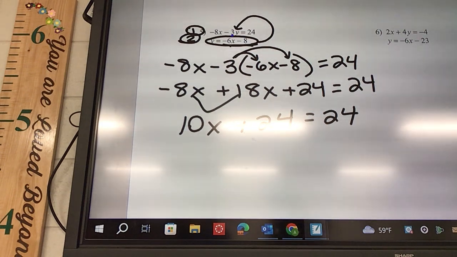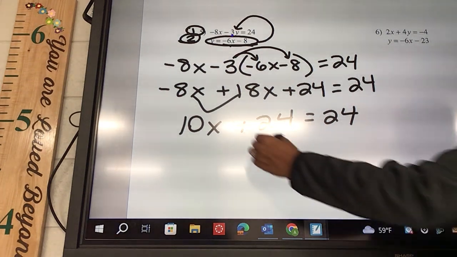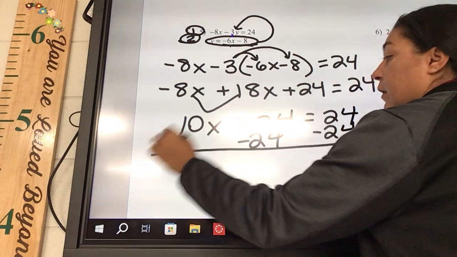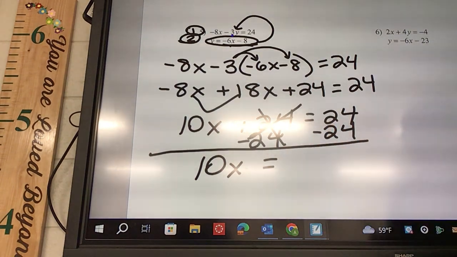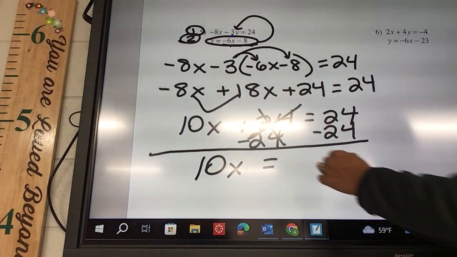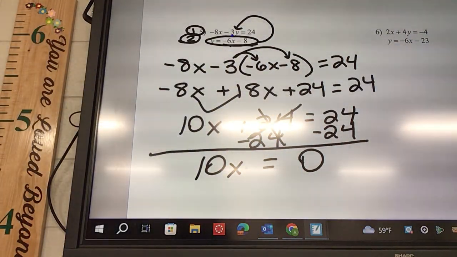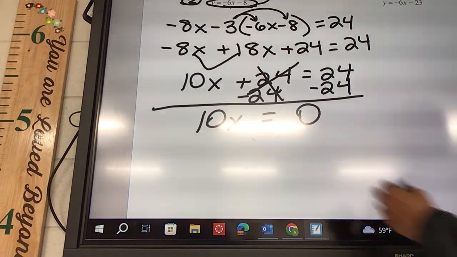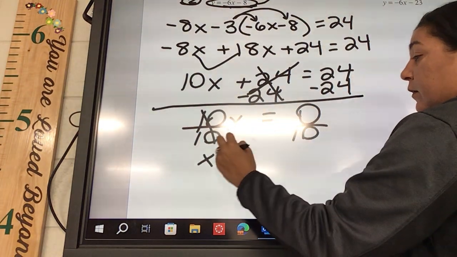Okay, and then what needs done? Subtract 24. Minus 24 from both sides. Well, what is 24 minus 24? 0. Okay, and then what needs done? Divide by 10. X equals 0.